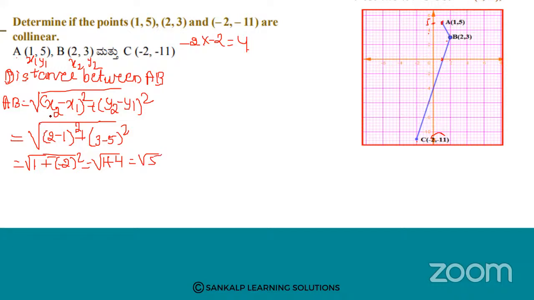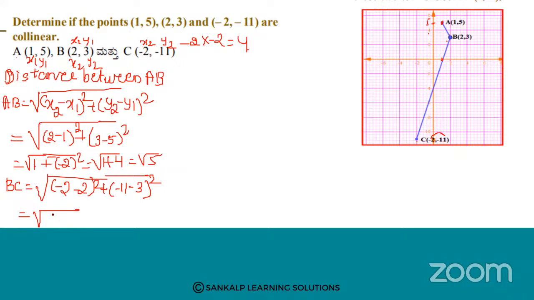Okay. Now, find out the distance between BC. So we got the AB distance, now let's find out the BC distance. When you consider BC, this is x1, y1 and this is x2, y2. Remember. So x2 value is -2 here. x1 value is 2. So x2 minus x1, x1 value is 2, plus y2 value is -11, y1 value is 3, whole square.